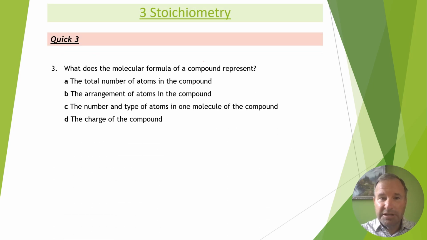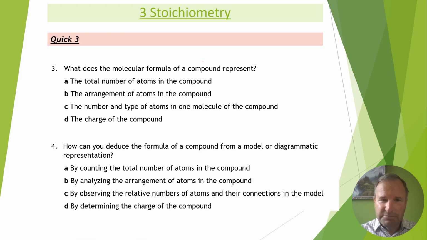Question 3, what does the molecular formula of a compound represent? Is it A, the total number of atoms in a compound, B, the arrangement of atoms in a compound, C, the number and type of atoms in one molecule of a compound, or D, the charge of a compound? What do you think? Write your answer down. Pause the video, write it down on a piece of paper. Next question. Sorry, it's not a quick 3, it's actually a quick 4.